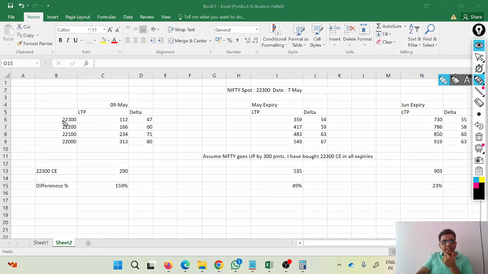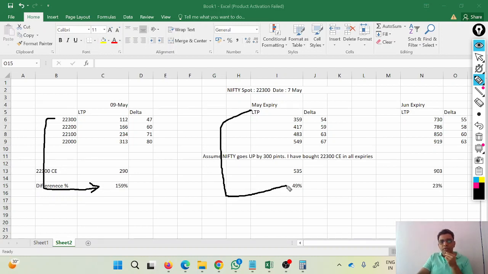Now, here is the exact gamma impact. In the first case, whenever Nifty went up by 300 points, I got 159% extra. In the second case, for May expiry, I got only 49% extra. And in the third case, I got 23% extra. That's why, as I'm closer to the expiry, just try to understand this thing: gamma impact is high. And as my expiry is far away, let's say 2 months, 3 months, 6 months, 1 year, the gamma impact will be very low.